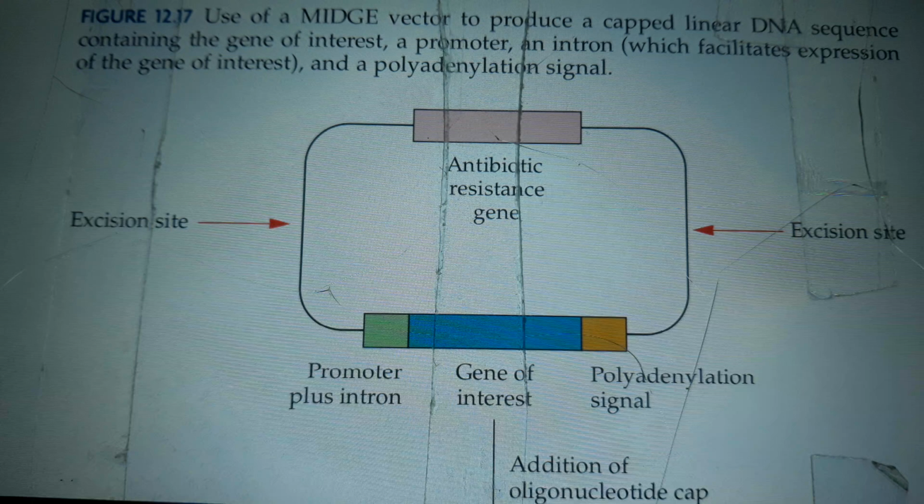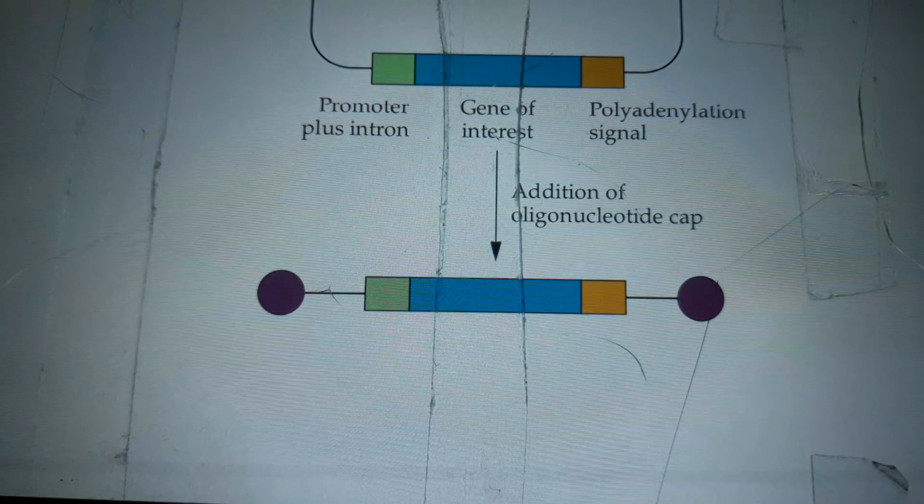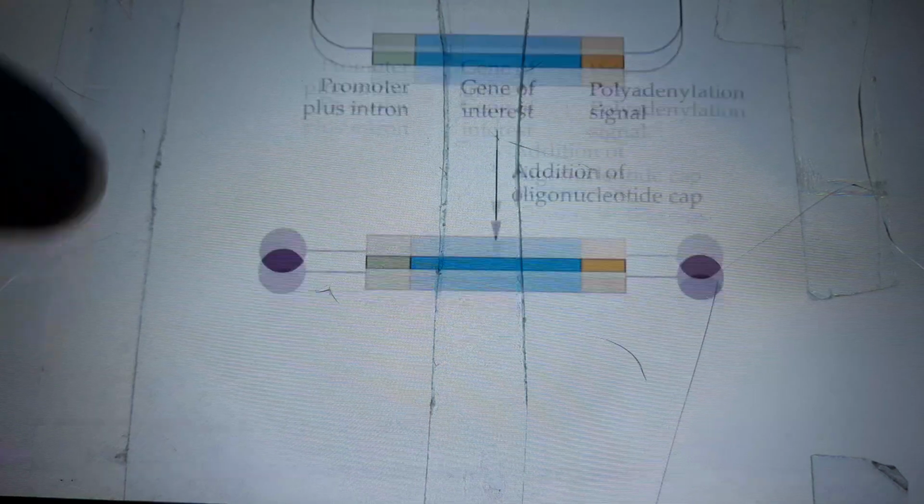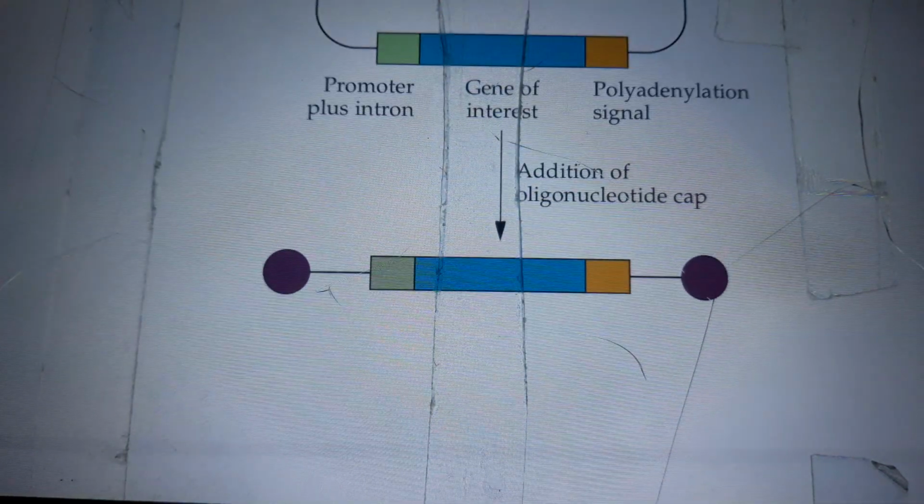The next representation is figure 12.17, use of a MIDGE vector to produce a capped linear DNA sequence containing the gene of interest, a promoter, an intron, which facilitates expression of the gene of interest, and a polyadenylation signal. You have the antibiotic resistance gene, with the excision site on either side. Then you have the promoter plus intron, gene of interest, polyadenylation signal. Addition of oligonucleotide cap. Make notes.